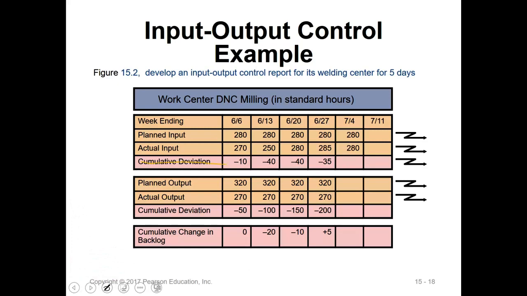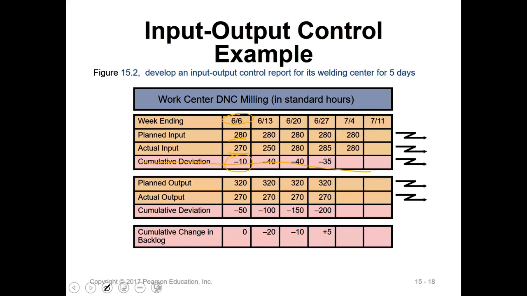This row, cumulative deviation. How do we calculate the cumulative deviation? For example, in the week of June 6th, the planned input is 280, but the actual input is 270. There is a difference. The actual input is less than the planned input, so there is a negative. This is the deviation.